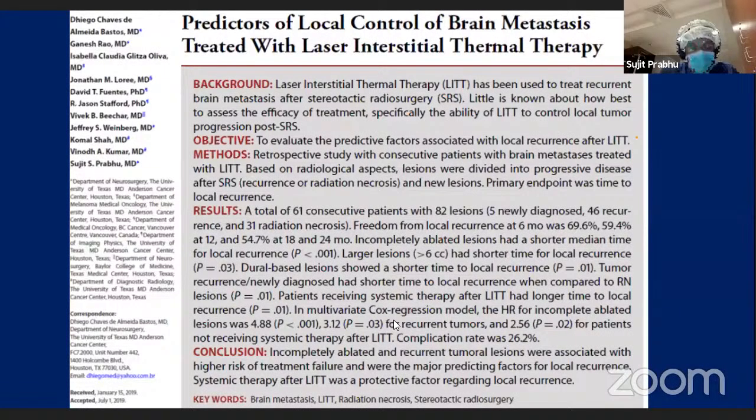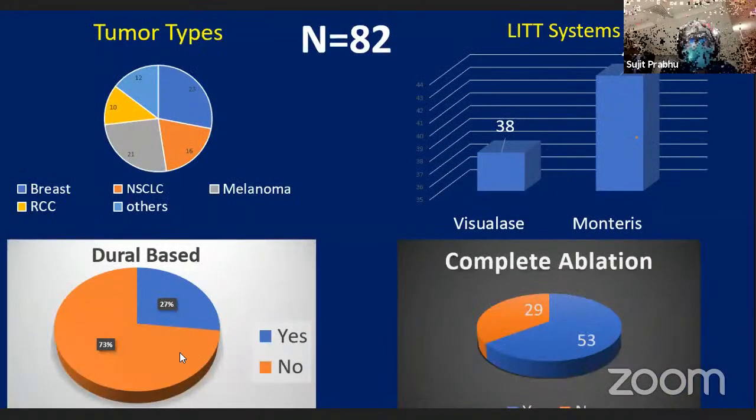So when we think of the role of laser interstitial thermal therapy, this is a paper which we published from our group a couple of years ago, which was published in Neurosurgery, looking at predictors for local control of brain metastases. And we had 82 tumor types at the time. You can see the breakdown of the different pathologies. This becomes relevant as we go along the presentation because some of the tumors were dural-based, some were not.